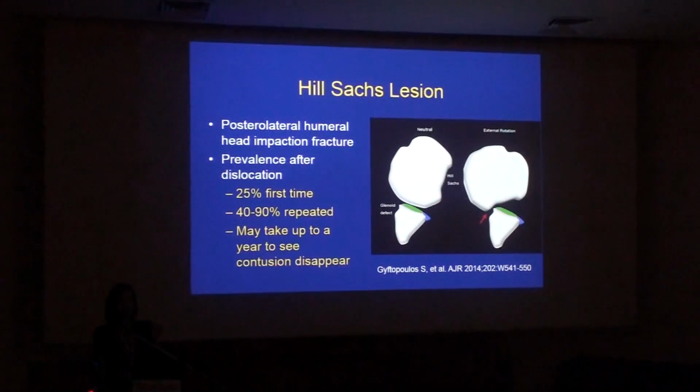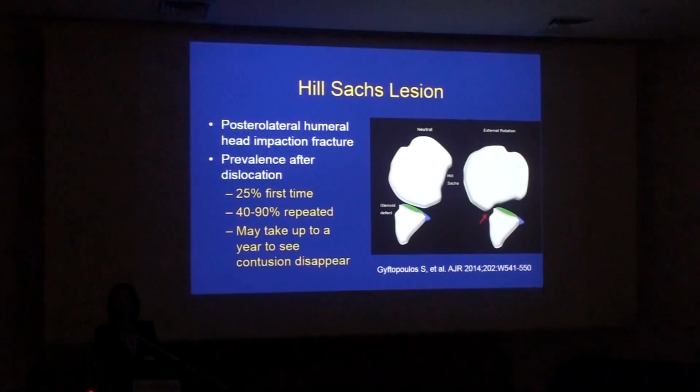Now, the bony lesions that are important are the Hill-Sachs and the bony Bankart. And we do want to mention them in our report and evaluate them. Here's a great article from NYU. Spiros Gyftopoulos has written this, and he's writing even more now in the future about the Hill-Sachs lesion and the glenoid lesions. You can see that fracture that occurs with anterior dislocation.